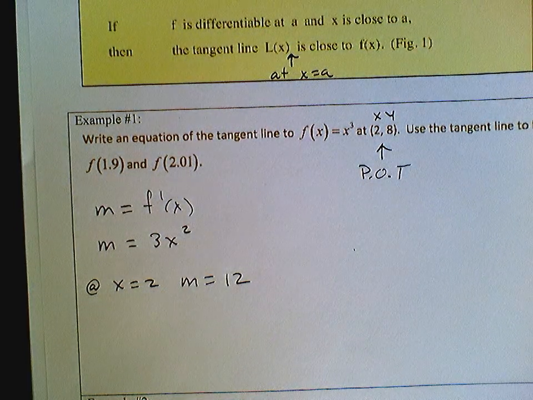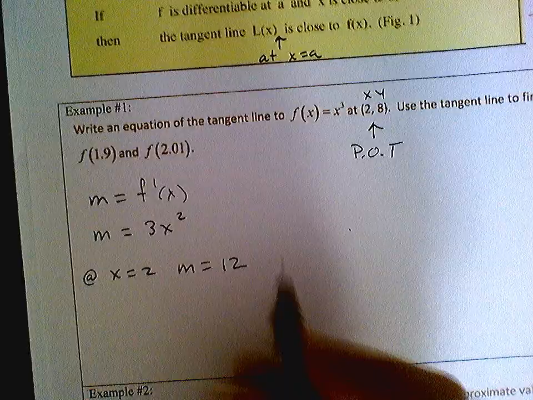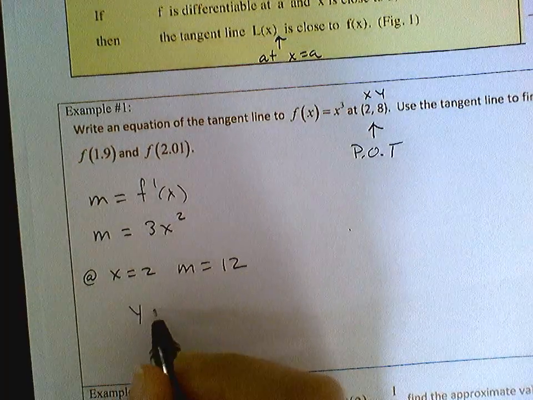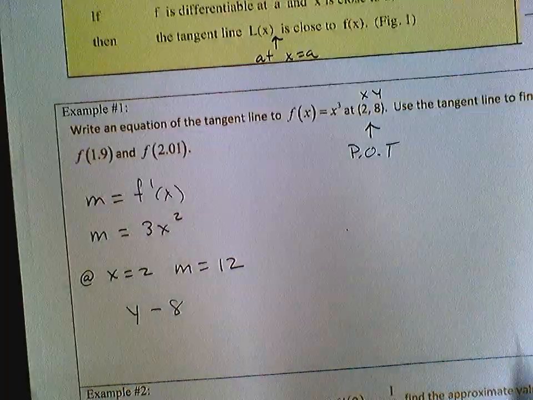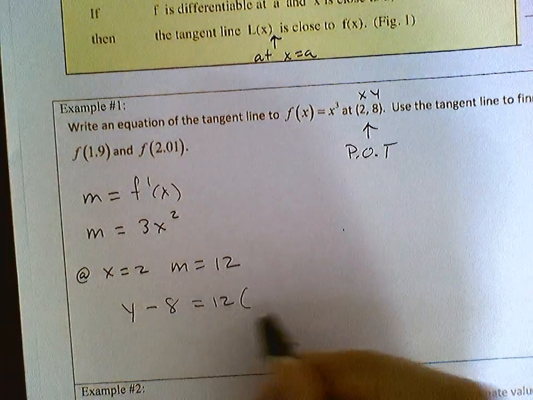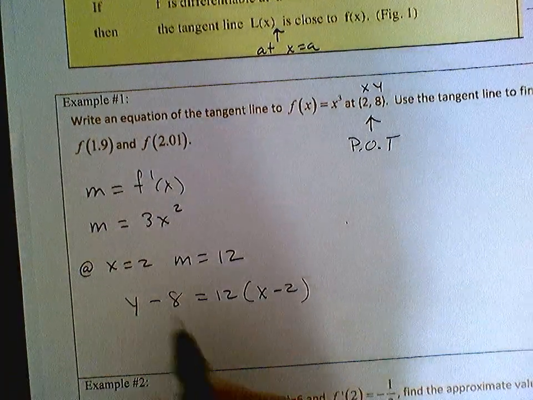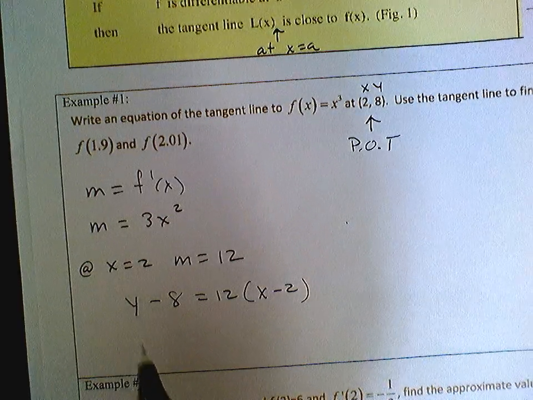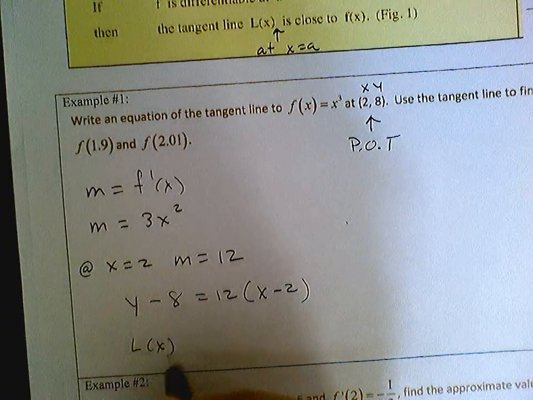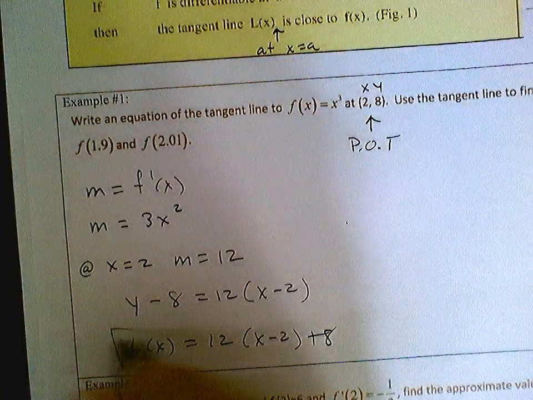Okay, so right there. So now I'm going to write the equation of my tangent line using the y minus y1 equals m times x minus x1 formula. So y minus 8, that's the y coordinate of the point of tangency, equals m times x minus 2. Okay? And I'm just going to add 8 to both sides, and then I'm going to replace y with L of x. So L of x equals 12 times x minus 2 plus 8.